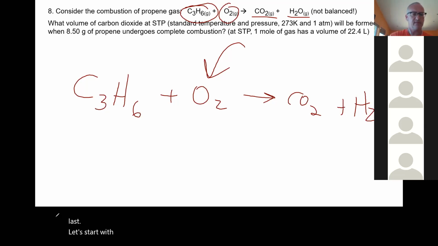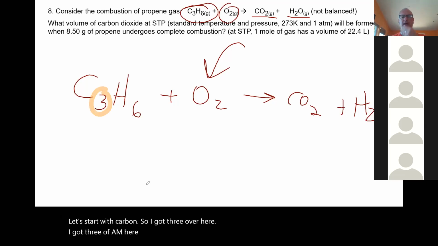So I got 3 over here, and I got 3 of them here. So how am I going to balance that? Three. So we're going to put the 3 in front of CO2. Yes, we put the 3 here. So that balances the number of carbon atoms.